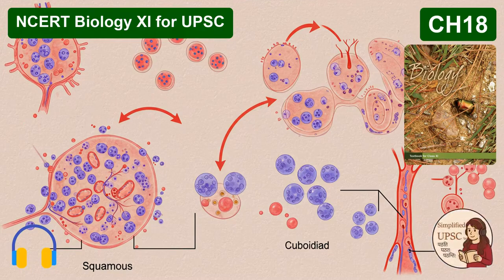And this rhythm creates the cardiac cycle, one complete heartbeat. Exactly. And that cycle has two main phases.